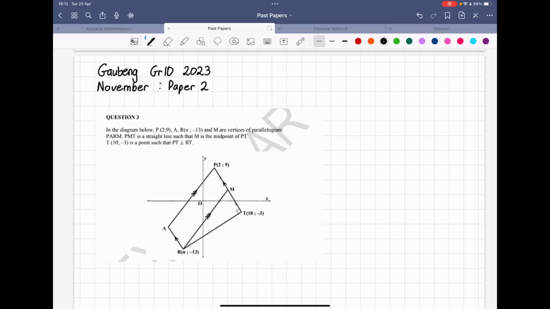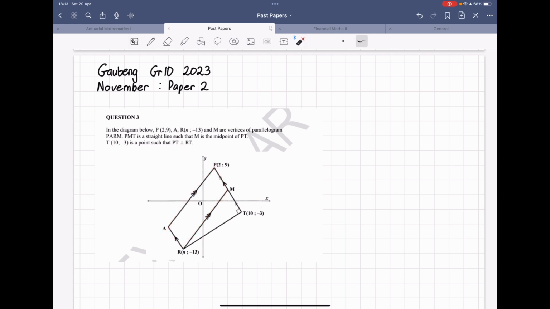Gauteng, grade 10, 2023, November, paper 2. Question 3. In the diagram below, we're given the vertices of a parallelogram. So P is the point (2; 9), then we have R, the point (n; -13), and M. Those are the 4 vertices of this parallelogram, PARM, which is this one.